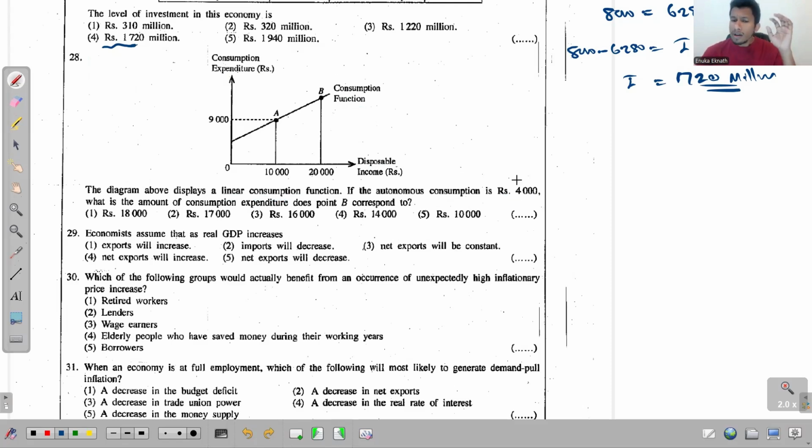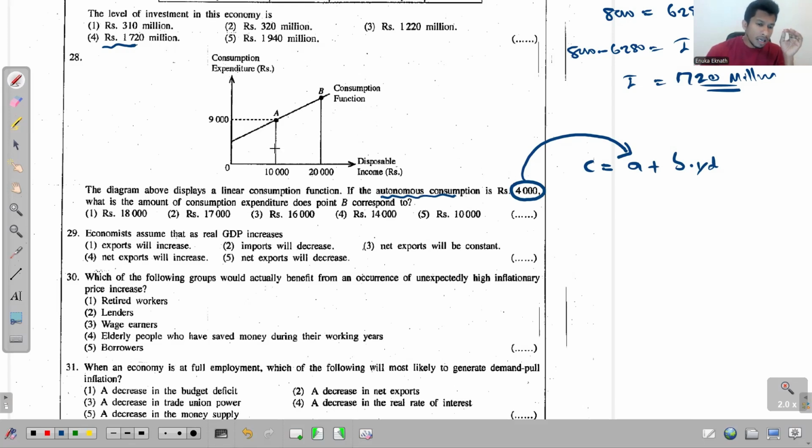Okay, so the first thing is to recognize this 4,000. So what's that 4,000? Here they say that this is the value of autonomous consumption. So if you remember the consumption equation, it goes as A plus B into YD. And here in this equation, this B represents this marginal propensity to consume. So A represents the autonomous expenditure or the consumption expenditure. So that's this value 4,000. If not, in other words, when the disposable income is 0, 4,000 is the level of consumption. Right. So that's the first thing, that is to recognize this value 4,000.